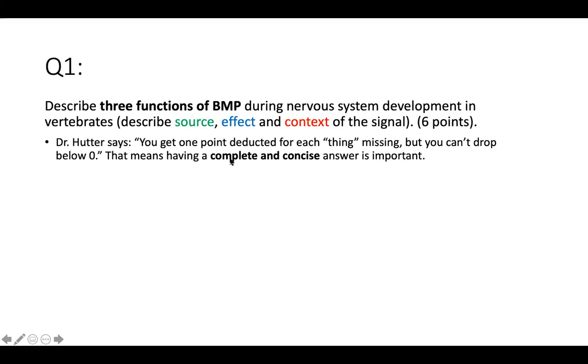Dr. Hutter's comment on this was, you get a point deducted for each thing you're missing, but you can't drop below 0. So having a complete and concise answer is important here. Because you're doing 3 functions, and for each function, you're going to do source, effect, and context. That's 3 aspects. You only get 6 points, so 3 functions, each of which are worth 2 points. That's how that breaks down. So if you get one of these wrong, you're going to lose half credit on that aspect.